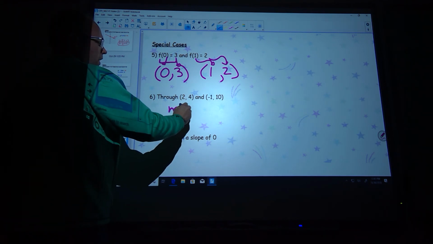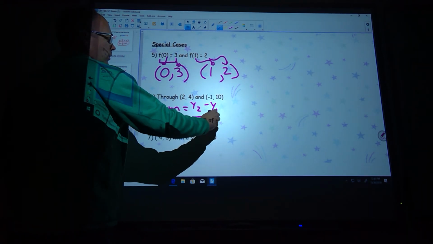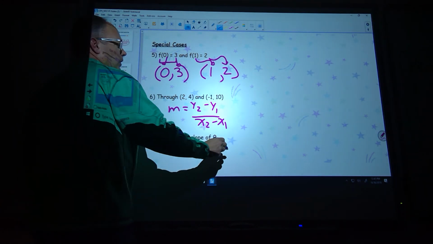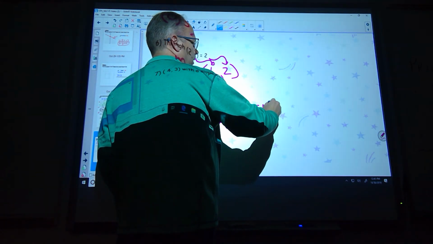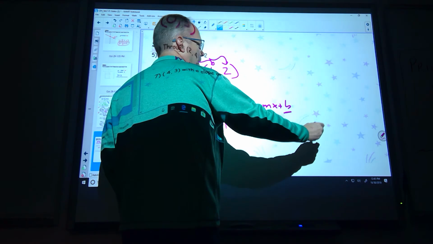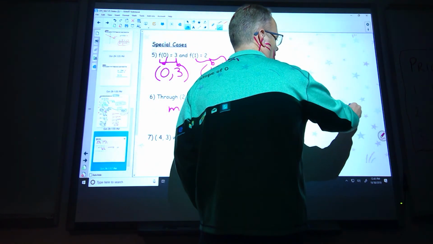So on this one, you would just find the slope first. Find the slope first, and then plug into y equals mx plus b to get b alone, and then you plug into y equals mx plus b. We just did that a slide ago.